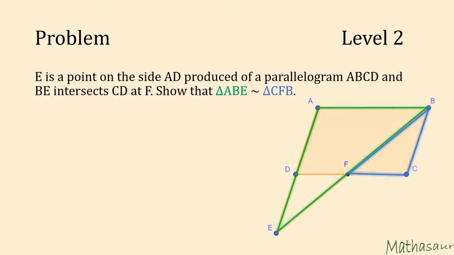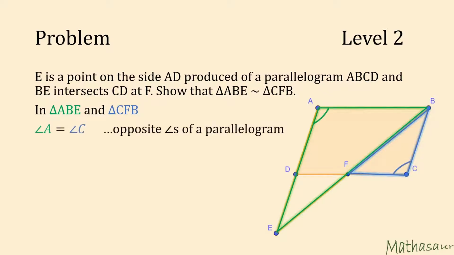Now these are the two triangles we are going to prove to be similar. So let us look at these two triangles closely. We know that ABCD is a parallelogram. So let us look at angle A and angle C. They are opposite angles of this parallelogram. Hence, they would be equal.